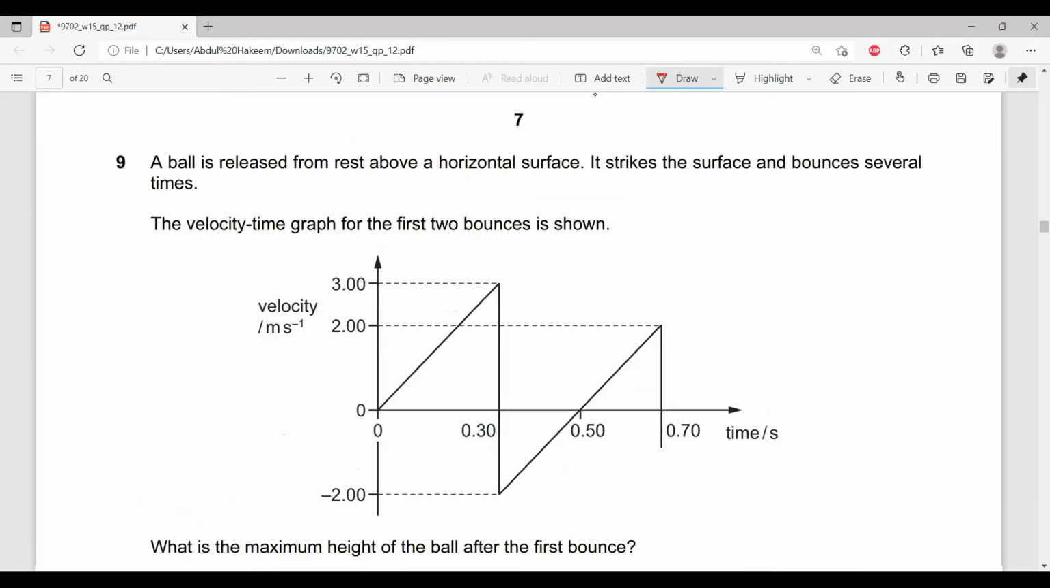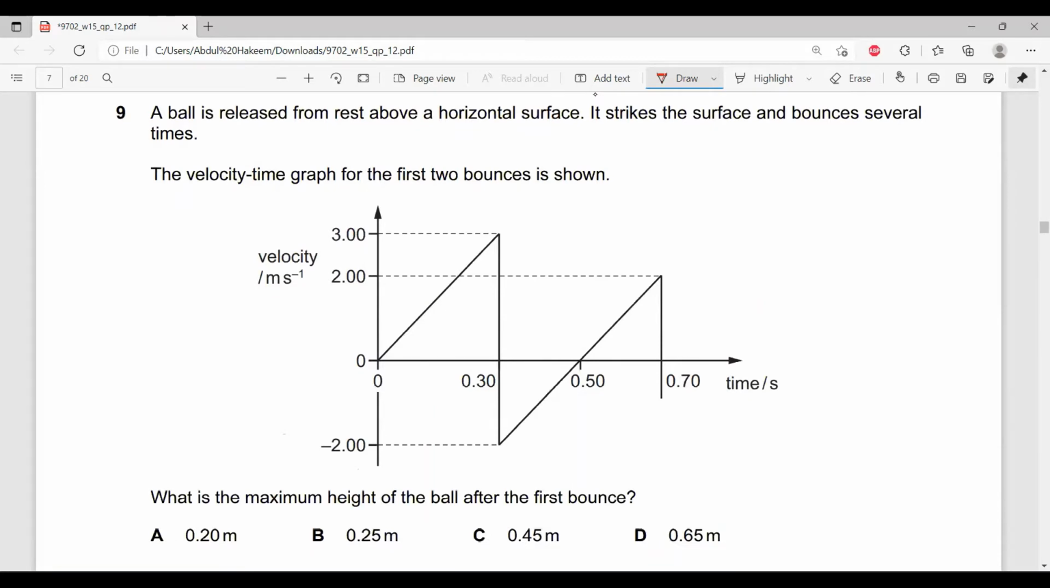And number 9, the ball released from the rest above the horizontal surface. It strikes the surface and bounces several times. The velocity time graph for the first 2 bounces is shown. What is the maximum height of the ball after the first bounce?